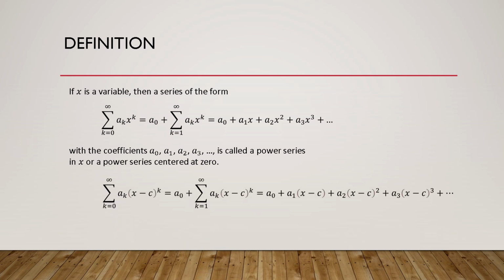Similarly, the sum from k equals 0 to infinity of a sub k times x minus c to the k equals a sub 0 plus the sum from k equals 1 to infinity of a sub k times x minus c to the k equals a sub 0 plus a sub 1 times x minus c plus a sub 2 times x minus c squared plus a sub 3 times x minus c cubed, and so on, where c is a constant, is called a power series in x minus c, or a power series centered at c.